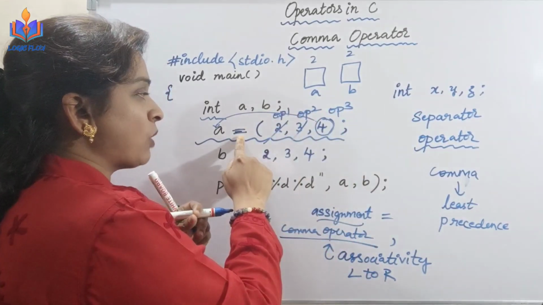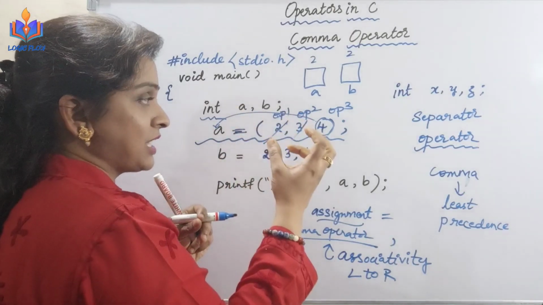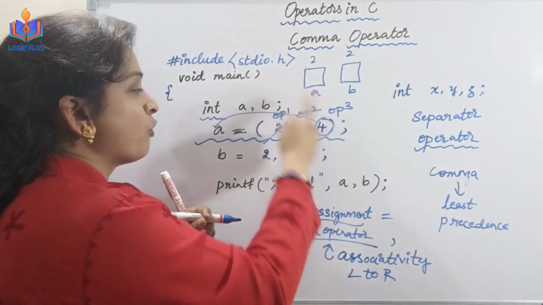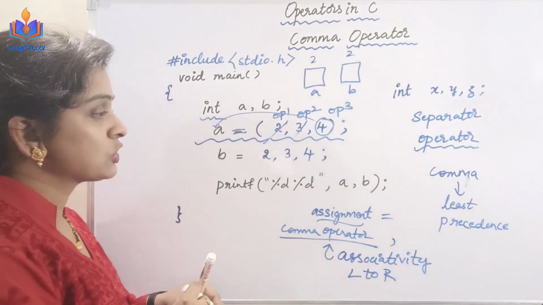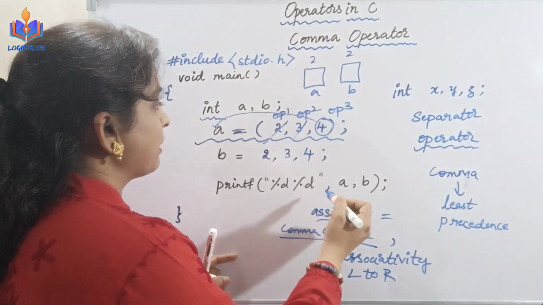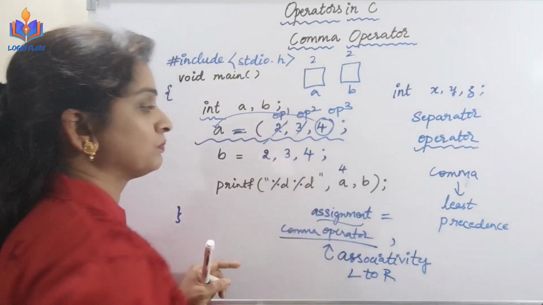Then this assignment operator gets evaluated or executed. So this final value 4 will be stored to A. So when I say print the value of A, my value will be 4 here.